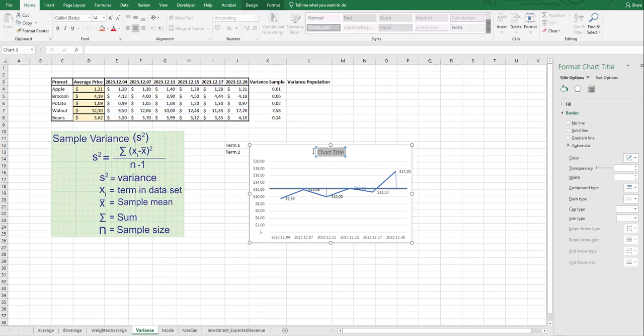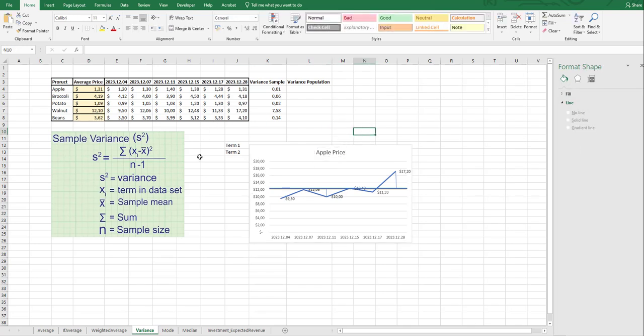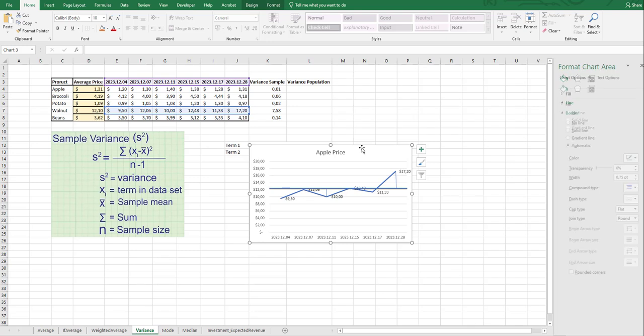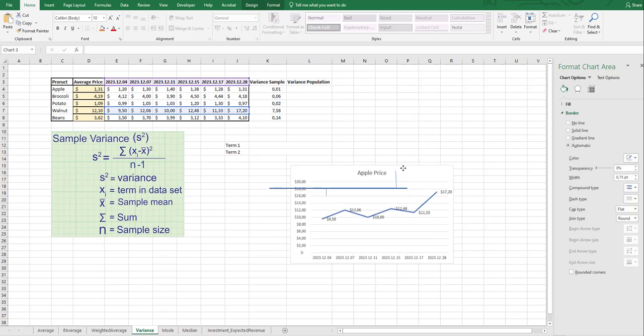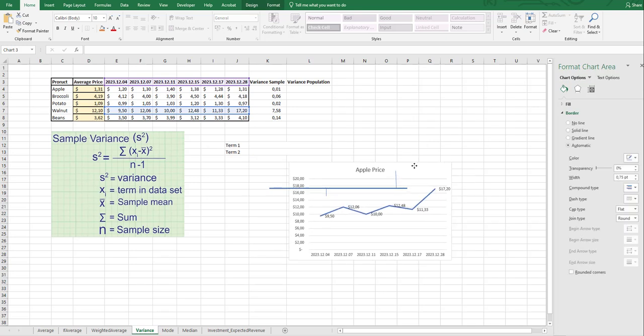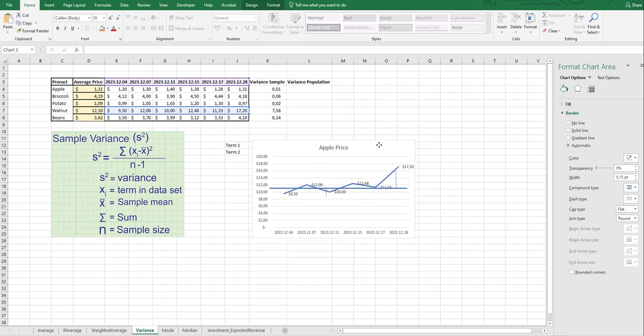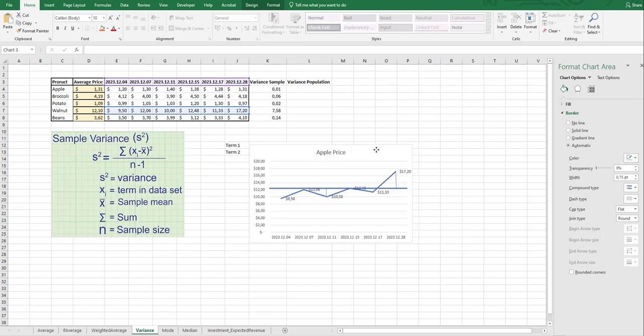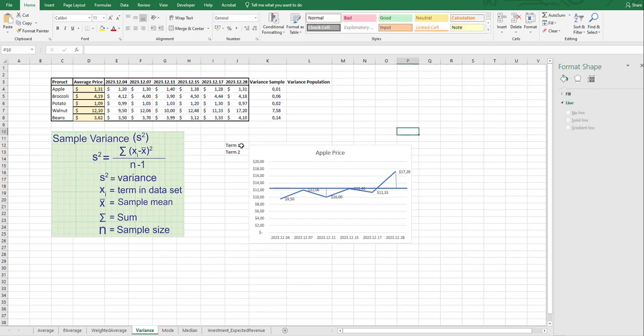Let's give a title. Price. And what does it help in pricing? Well, I will move this too here.